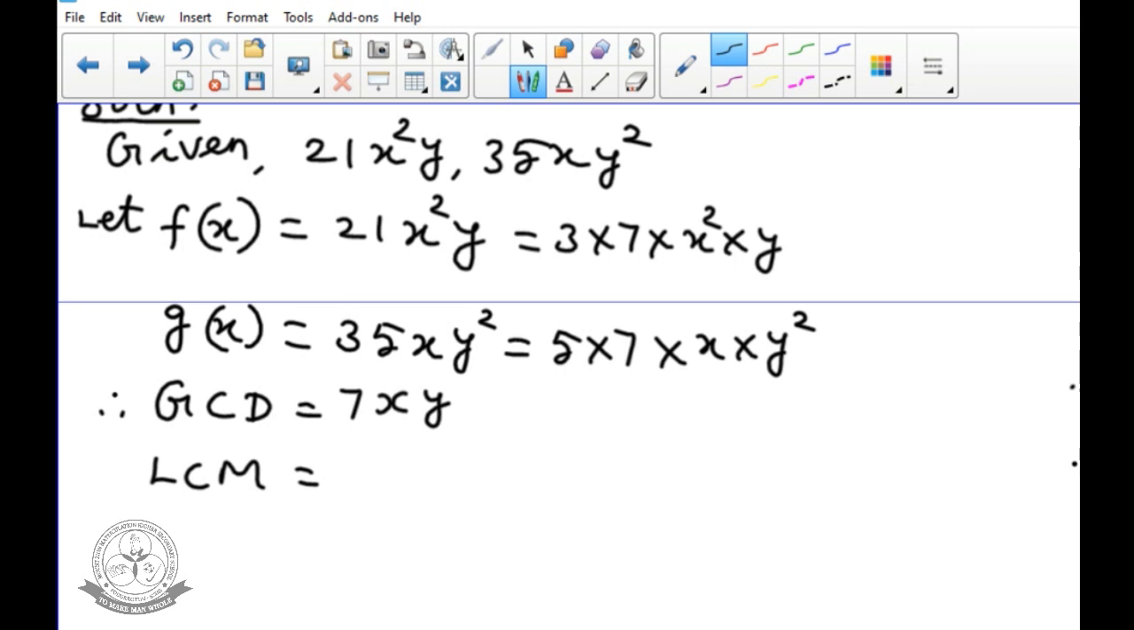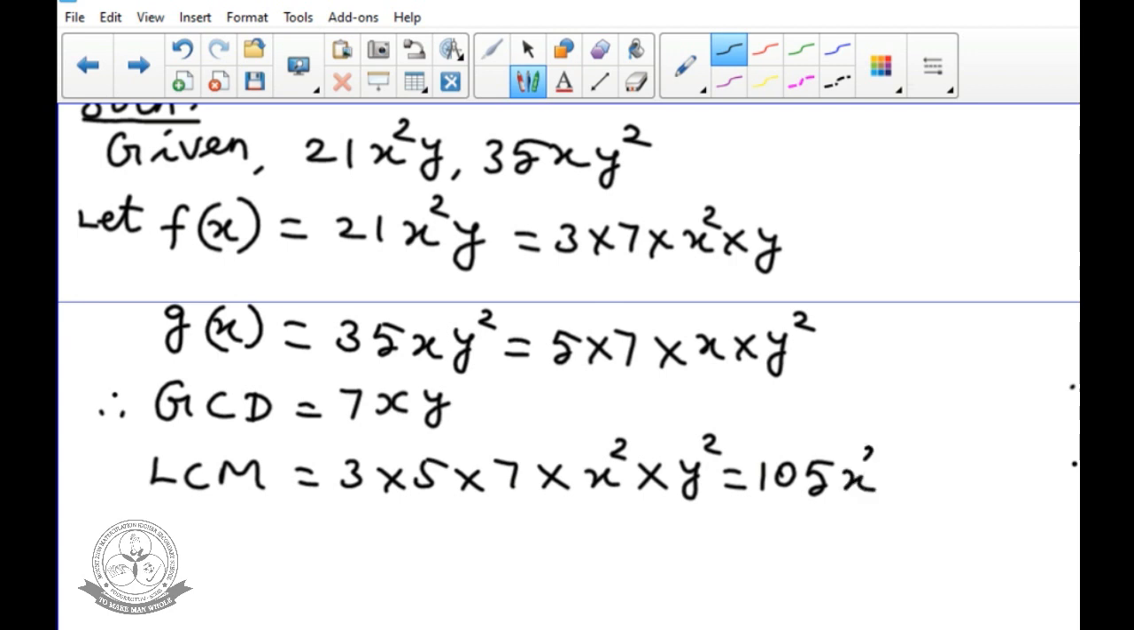Next we have to find the LCM. LCM means we have to select the common terms and the non-common terms also. So for LCM we take 3. 3 is not common, 5 is not common, 7 is the common term. Next we compare the x variable and select the highest degree, so x squared into y squared. We multiply: 105 x squared y squared. Now we have got the GCD and LCM.